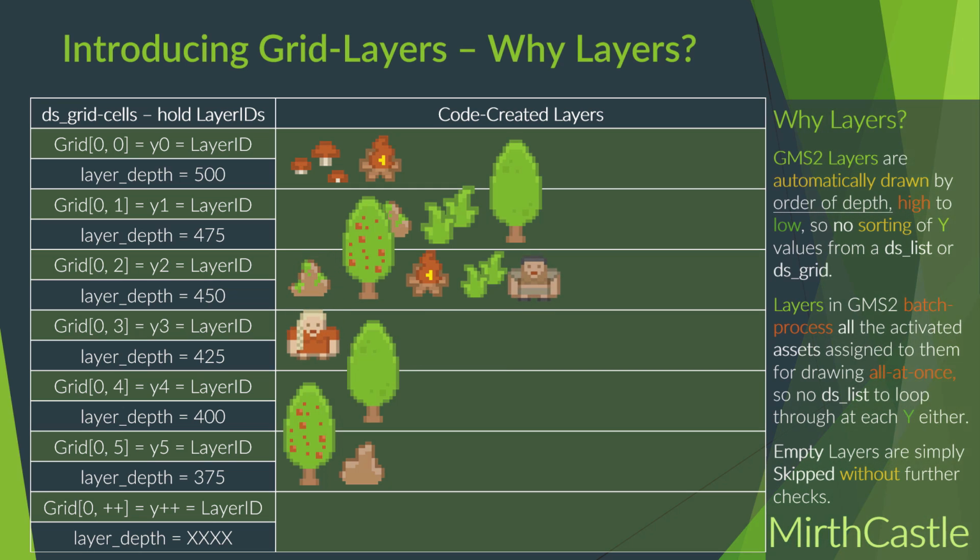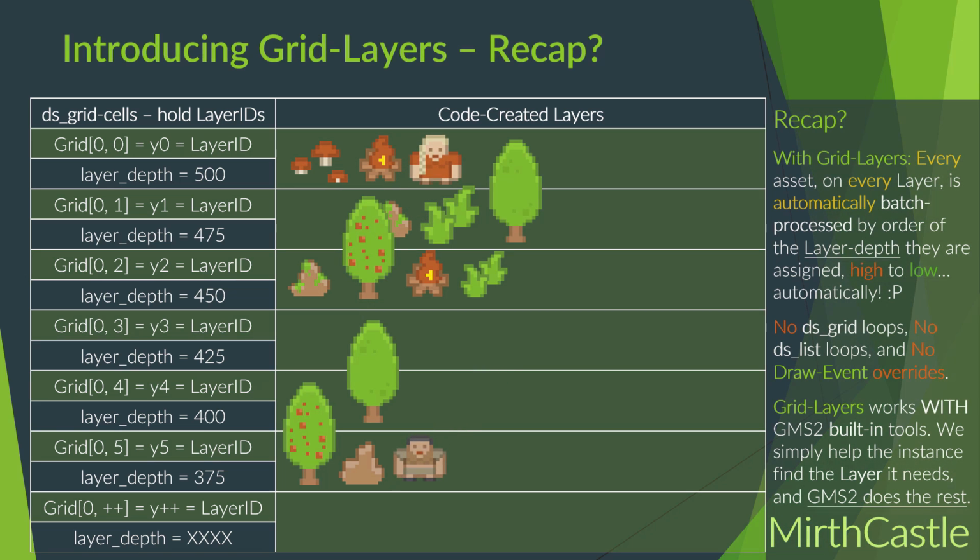Using the layers, we don't actually have to sort through a list because everything assigned to that layer gets batch processed and submitted for drawing by order of the depth of the layer, automatically. We also don't have to waste any time checking empty layers, GameMaker simply skips them. What I'm also trying to show here is that only the objects that actually move along the Y-axis have to have their layer updated.